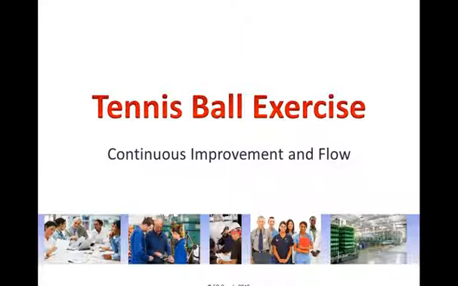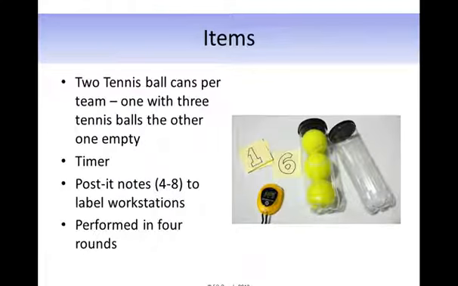The next exercise is the tennis ball exercise. This is a great way to show simple concepts like continuous improvement, or Kaizen, and flow. Okay. So what we usually like is maybe about 4 to 8 people per team. 8's fairly large, 4 to 6 is probably a better number. It'll take about 30 minutes to run.